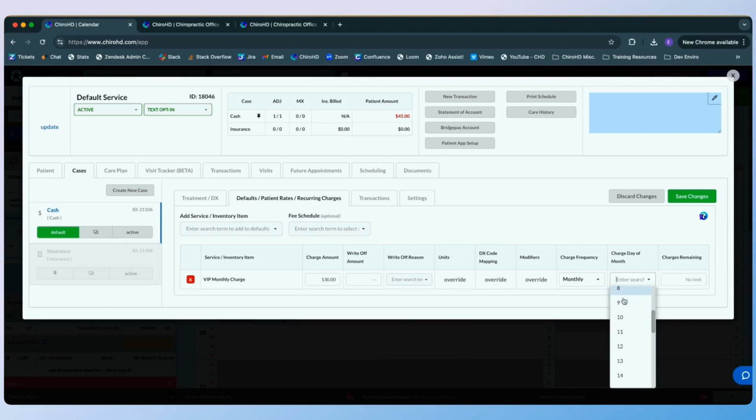So let's say the patient's payment runs on the 15th of the month. Maybe you want that charge to also run on the 15th. Charges remaining will simply indicate how many times that monthly charge needs to be added to the patient's ledger. Let's say it's the beginning of the patient's care plan and they have 12 months of this recurring charge. I would type in 12 every month as this charge is added. In this situation, on the 15th of the month, the charges remaining amount will auto-reduce. So next month when this posts, the charges remaining will say 11.